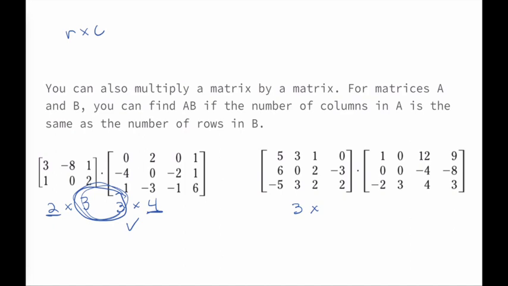This is a 3 by 4, 3 rows and 4 columns. And this is a 3 by 4. The middle numbers are not the same, so we cannot multiply these. This is very, very important, and I guarantee you somebody's going to get this wrong.